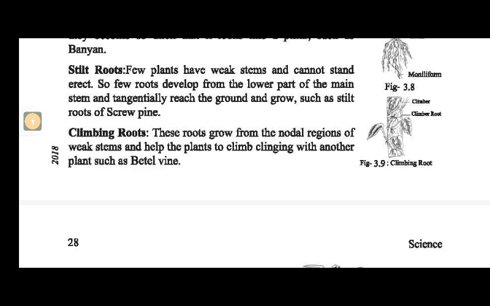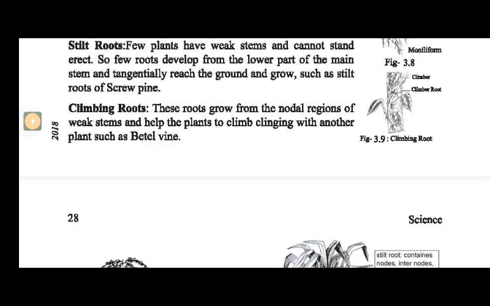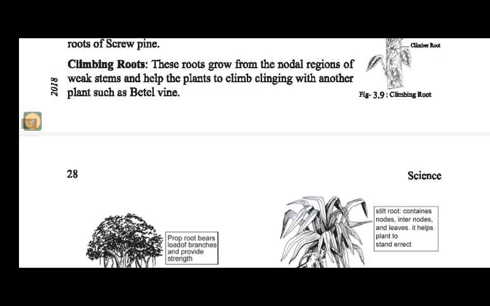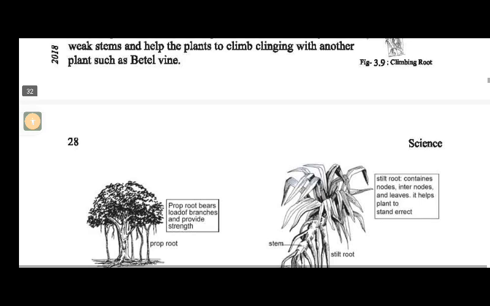Stilt root. Few plants have a weak stem and cannot stand erect, so a few roots develop from the lower part of the main stem and tangentially reach the ground and grow, such as stilt root of screw pine. Climbing root. These roots grow from a nodal region of the weak stem and help the plant to climb, clinging with another plant, such as betel vine.